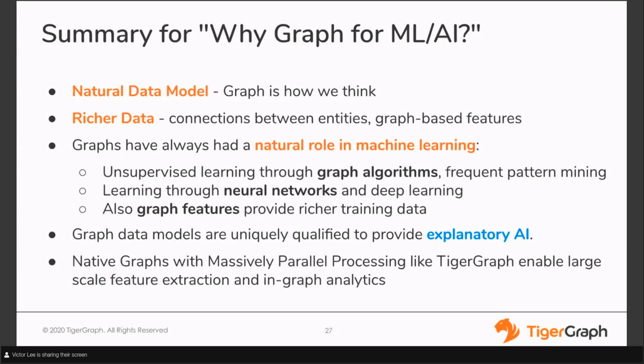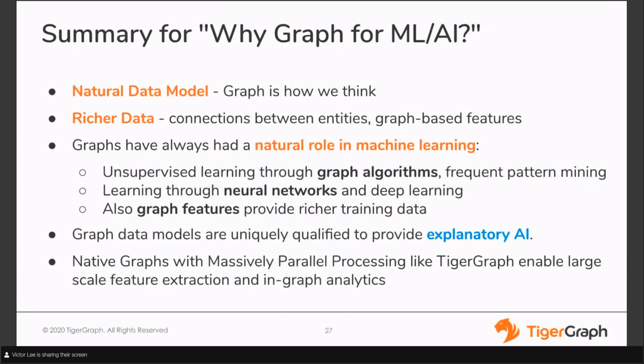All those connections add multiple dimensions to what you can represent. And so they have a natural role in machine learning. First, for unsupervised learning with graph algorithms. Second, learning through neural networks and deep learning. And third, the graph features provide you with richer training data. And those graph data models are uniquely qualified to provide more explainable AI.